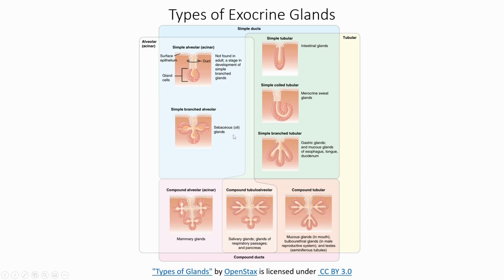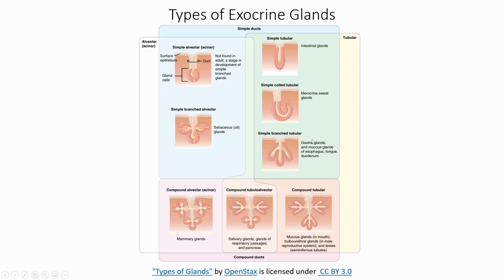So the glands in your skin that add oil, that help lubricate and moisturize your skin, are going to be simple branched alveolar exocrine glands. We also have simple tubular glands. These are what we find in our intestines. We have a simple coiled tubular, so merocrine sweat glands. We have different types of sweat glands. This is one of them.